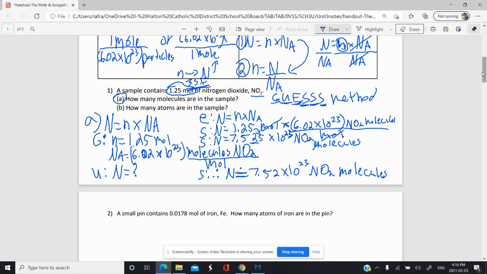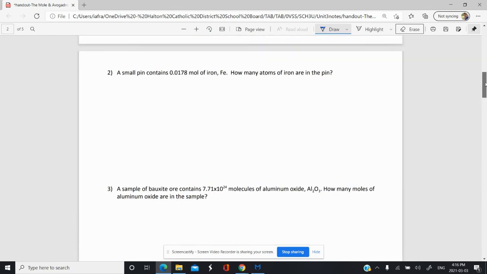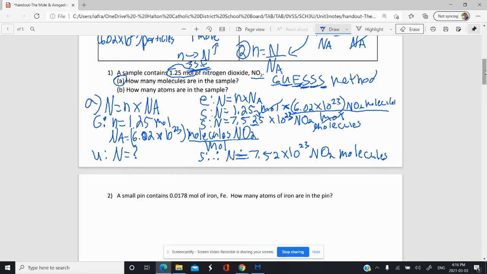So what I'm going to do now is I'm going to do part B. We want to figure out how many atoms there are in this sample. So this is a bit of an extension here. So we'll do part B over here.